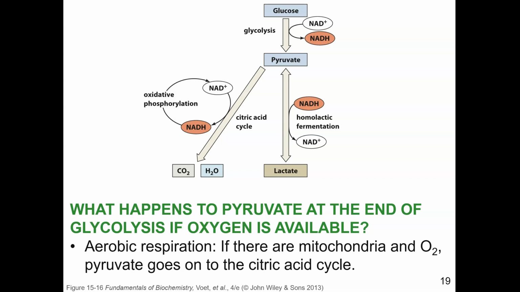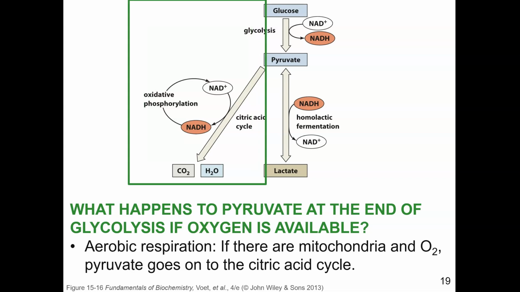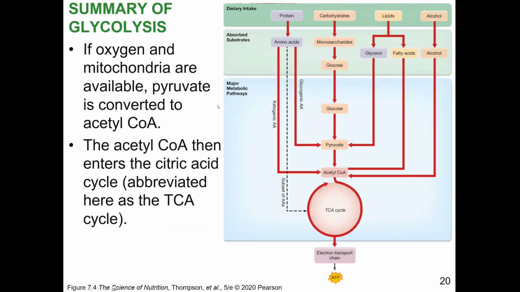But what if oxygen is available? Then we're going to do this instead. So pyruvate's not going to be converted to lactate. Instead, it's going to be oxidized all the way to CO2. Carbon dioxide is as oxidized as you can get. We're going to do a complete oxidation, and that's CO2, which we exhale. So it's going to go through the citric acid cycle. The citric acid cycle takes place in the mitochondria. So you have to have mitochondria, and you have to have oxygen too. And we'll find out why in a second.